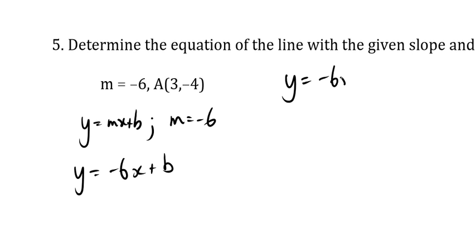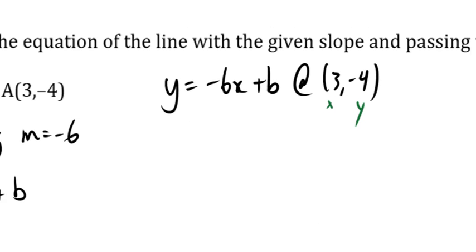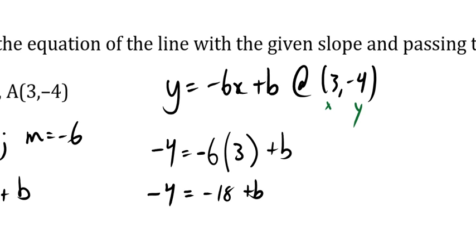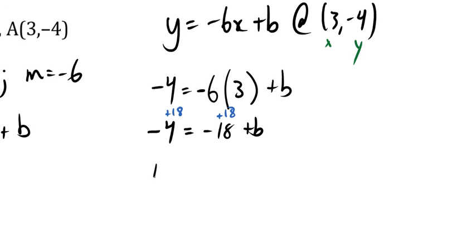Step number 2 is y equals negative 6x plus b at the point 3, negative 4. So this is my x and this is my y. Right? X first, then y. So I put y in for y, negative 4 equals negative 6 times 3 in for x, plus b. And then I solve for b. Negative 6 times 3 is negative 18. Add 18 to both sides. Negative 4 plus 18 is 14. Therefore, my equation is y equals negative 6x plus 14.